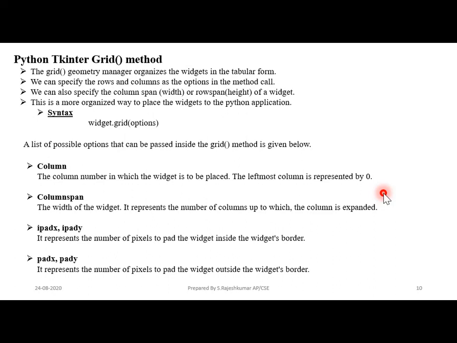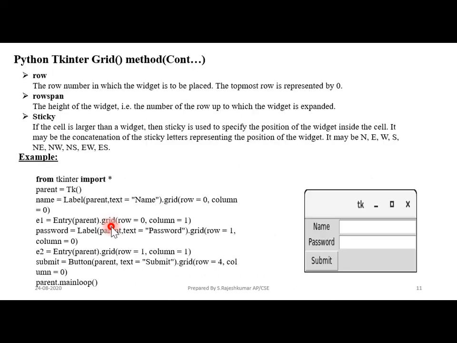So ipadx and ipady: you may want to know the difference between ipadx and ipady, and padx and pady. Padx and pady represent the number of pixels of padding outside the widget's border. Ipadx and ipady are inside the widget's border: the distance from the border to the inside of the widget. Padx and pady are the distance from the border to the outside of the widget's border. So that's the difference between ipadx and ipady, and padx and pady.